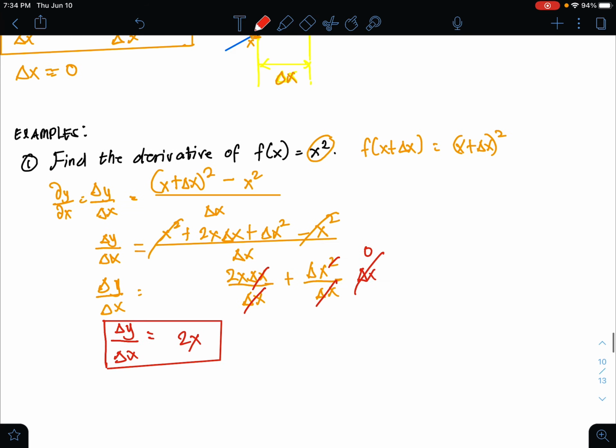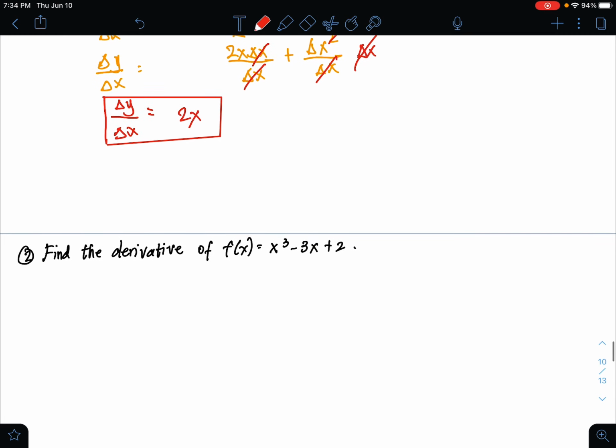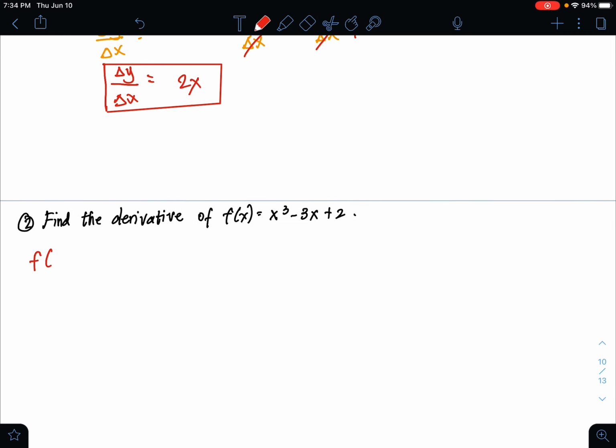Okay, number 2. Average example. Find the derivative of f of x is equal to x cubed minus 3x plus 2. So once again, we have to find f of x plus delta x. So what is f of x plus delta x for this function? So x plus delta x cubed. Okay. So if we are going to expand this one, remember the Pascal's triangle rule.